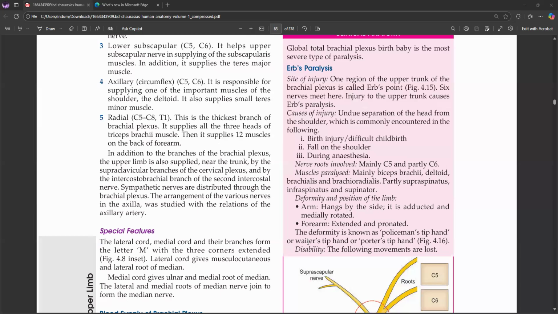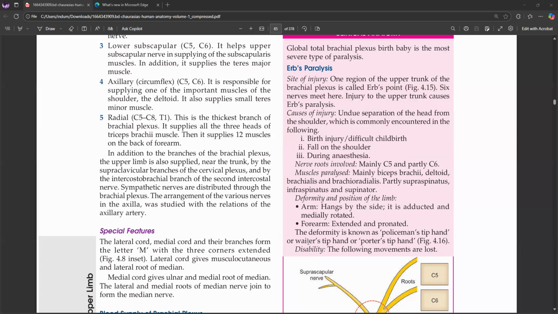Erb's paralysis. Site of injury. One region of the upper trunk of the brachial plexus is called Erb's point, figure 4.15. Six nerves meet here. Injury to the upper trunk causes Erb's paralysis. Causes of injury: undue separation of the head from the shoulder, which is commonly encountered in the following: birth injury or difficult childbirth, fall on the shoulder, during anesthesia. Nerve roots involved, mainly C5 and partly C6.